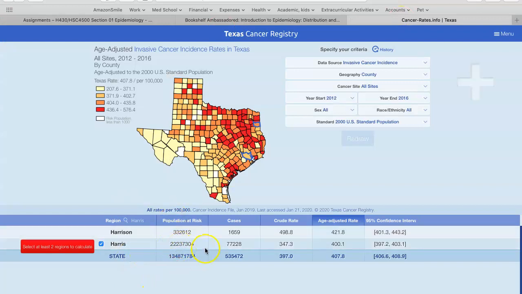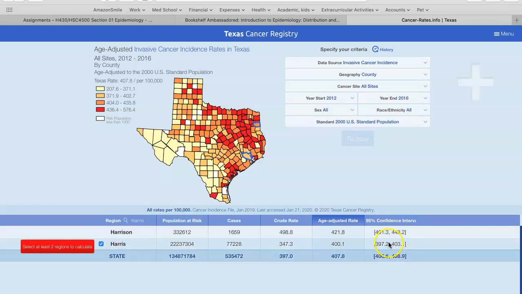This is the population of Harris County. These are the cases of cancer in Harris County. This is the crude rate or incidence of cancer per 100,000 in the population. And this is the age adjusted rate of cancer per 100,000 in the population.